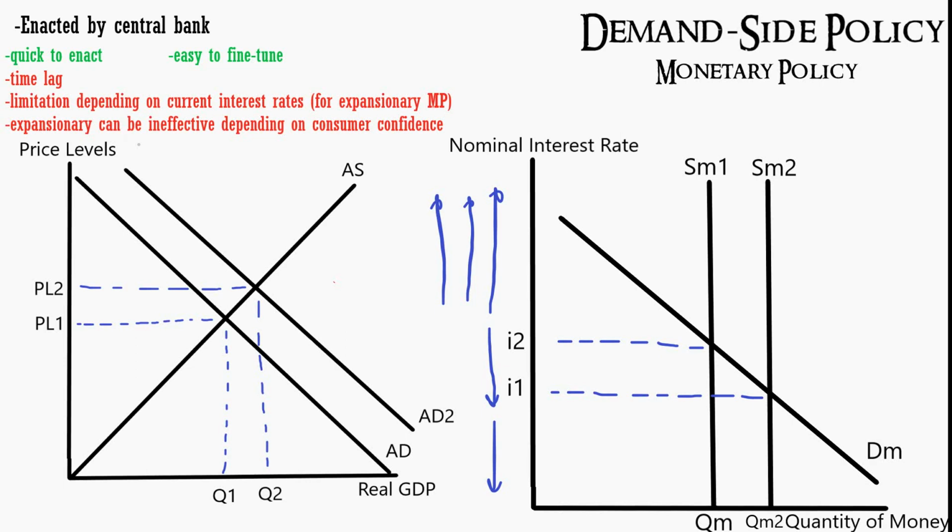Expansionary monetary policy involving interest rates can also be ineffective depending on consumer confidence. If they want to bring consumption up, they can lower interest rates, but if the consumer confidence isn't there, people are not going to borrow. They're not going to make big purchases like cars and homes. So that is another limitation, and it's a pretty big one. Consumer confidence is always a lens you want to look at anytime you're talking about consumption.